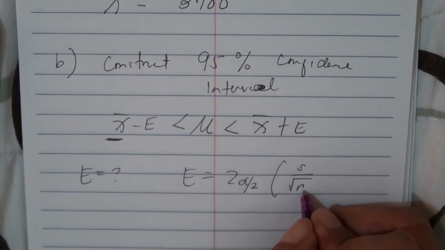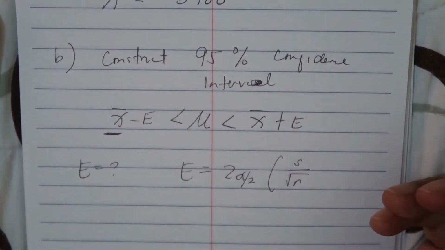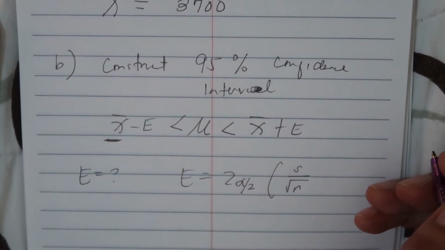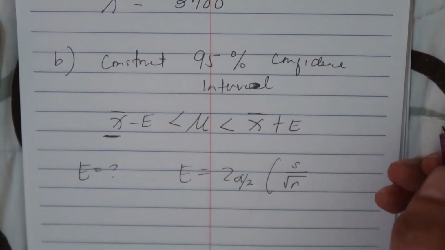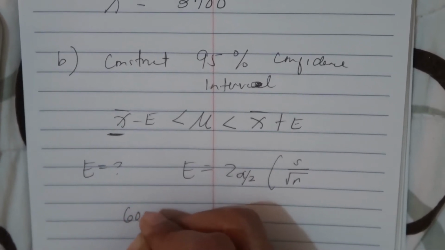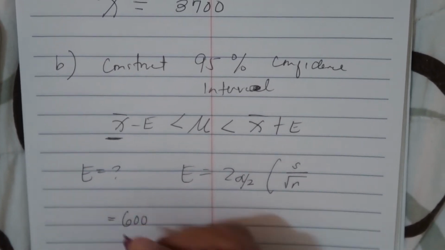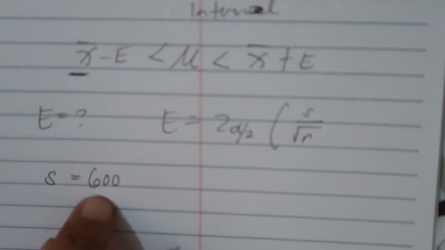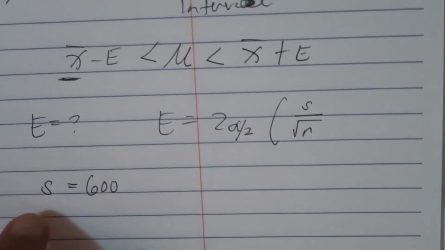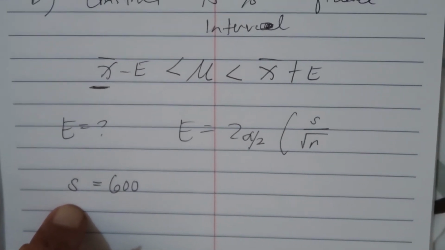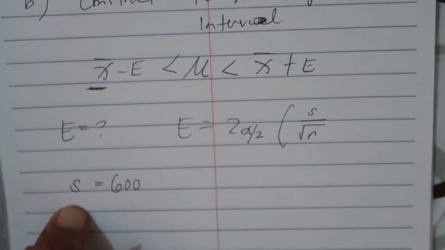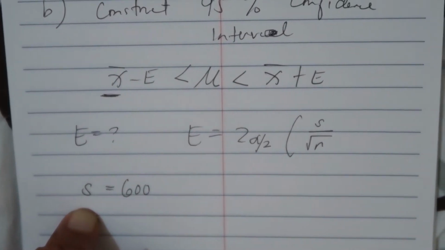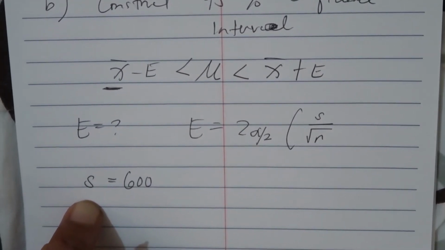Obviously, your S here, since the population standard deviation is unknown, is the 600 in the problem. So 600 refers to the standard deviation of the sample. Since sigma is unknown, meaning sigma is not given, what is 600 here pertaining to in the problem? That is the standard deviation of what? Of the sample.